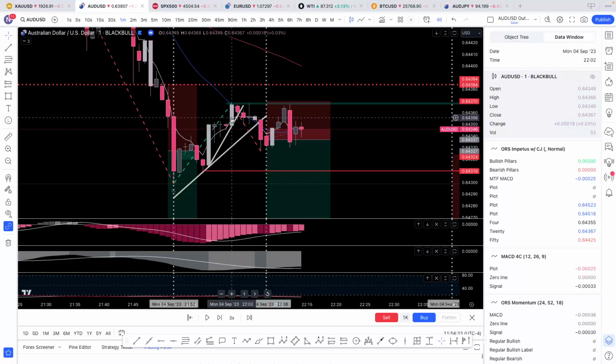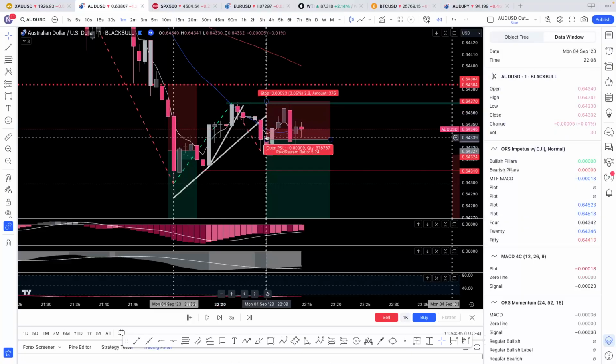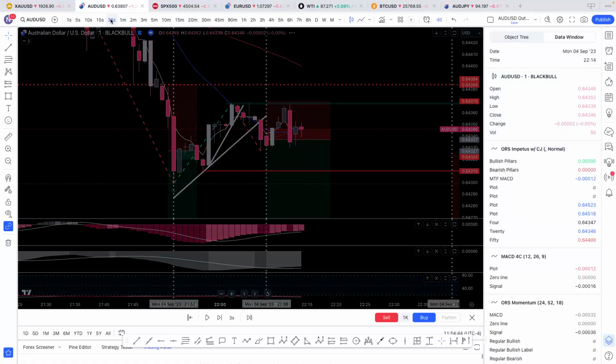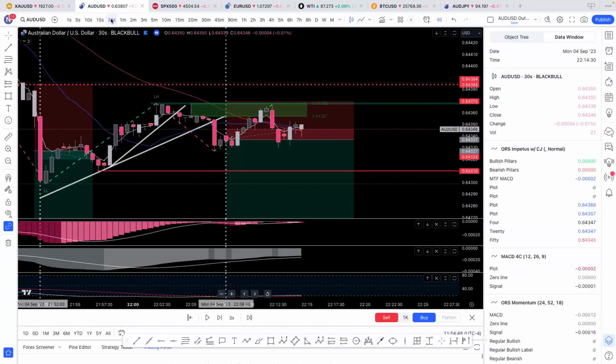Oh, I know why. Because, yeah, price did cross up and then cross back down. That's what it is. The 4 crossed the 50 and then came back down. Let me go back to my 30 to see if it appears on there. I don't think it did. I think it was on the 1 minute. Oh yeah, there it is.